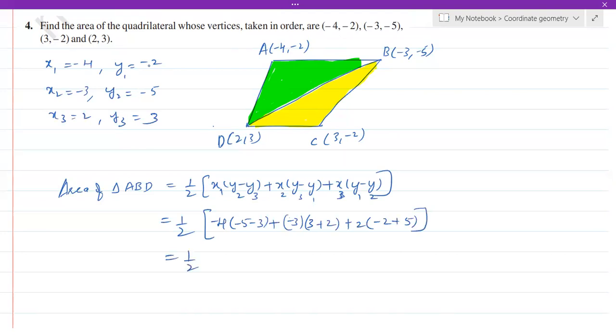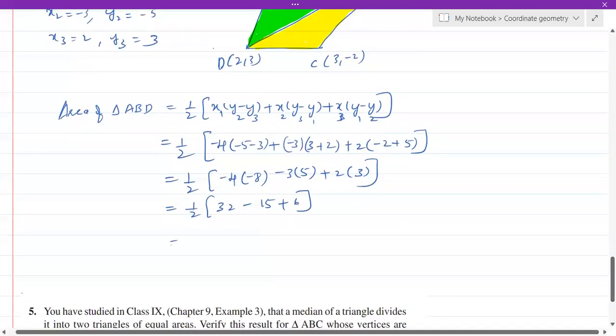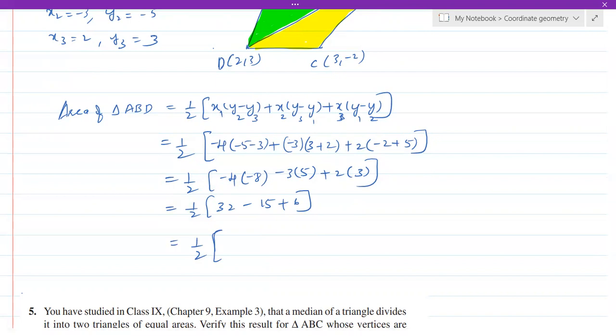So it becomes half minus 4, minus 5 minus 3 is minus 8, plus into minus is minus 3, 3 plus 2 is 5, plus minus 2 plus 5 is 3. So it becomes half minus 4 into minus 8, minus into minus plus, 8 4s are 32, minus 3 5s are 15, 2 3s are 6. Half 32 minus 15, it becomes 17, 17 plus 6 is 23.